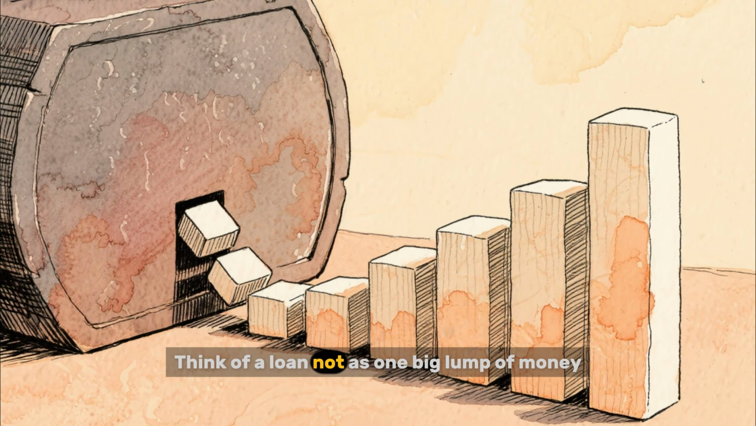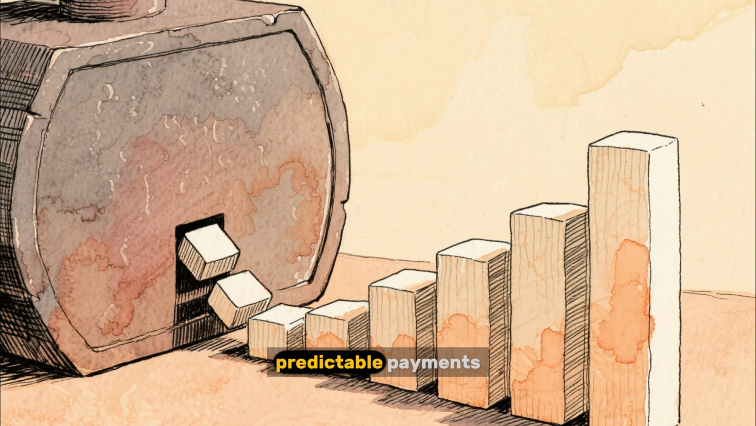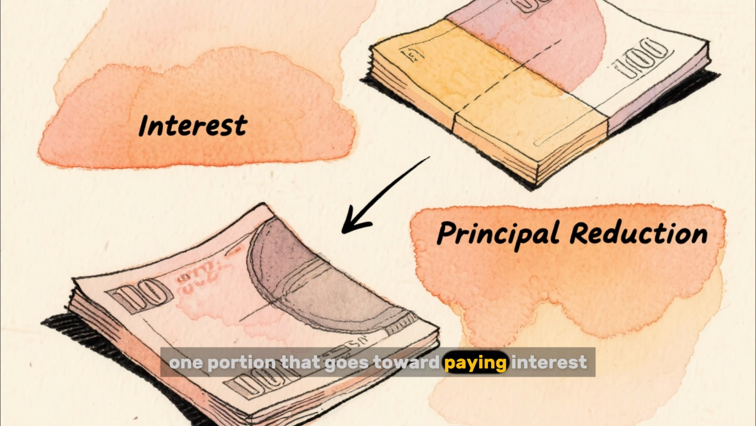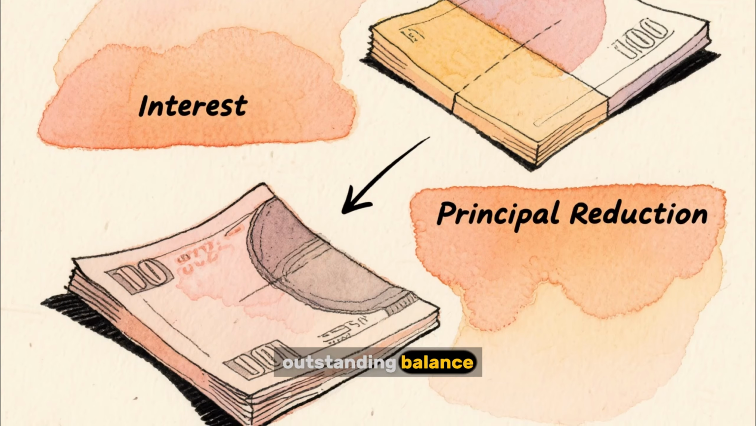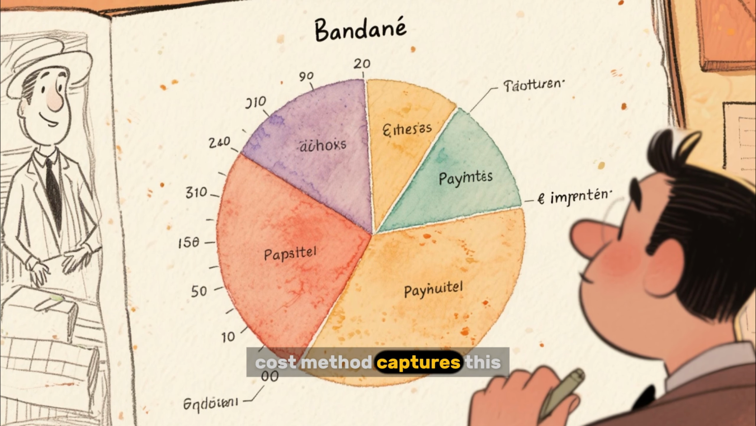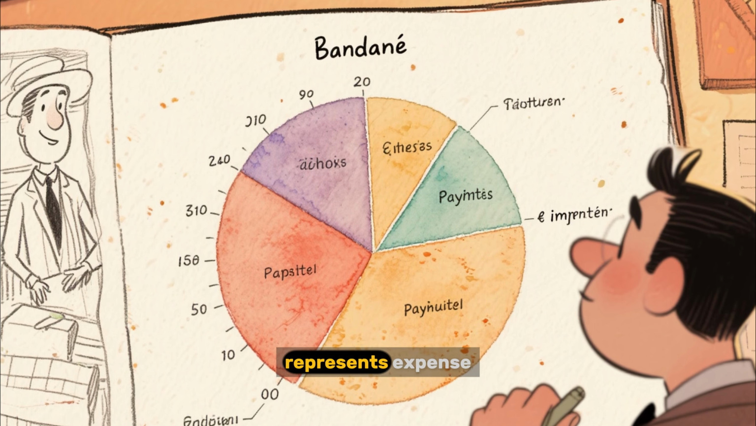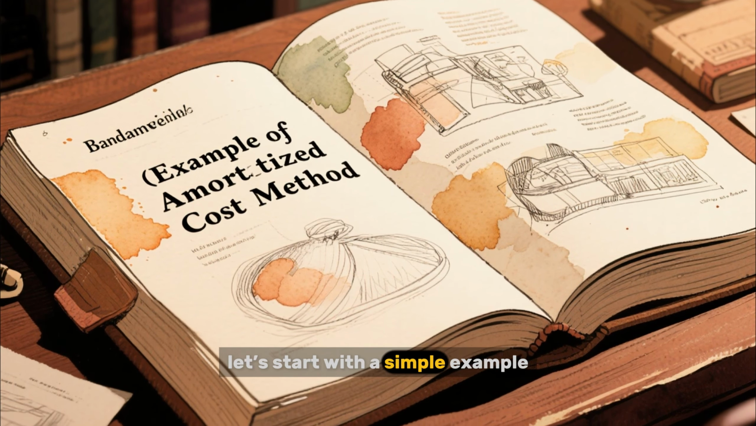Think of a loan not as one big lump of money to pay back someday, but as a series of smaller, predictable payments. Each payment has two parts: one portion that goes toward paying interest, the cost of borrowing, and another portion that reduces the loan's outstanding balance. The amortized cost method captures this relationship accurately, helping you see exactly what part of each payment represents expense versus debt reduction. To understand it clearly, let's start with a simple example.